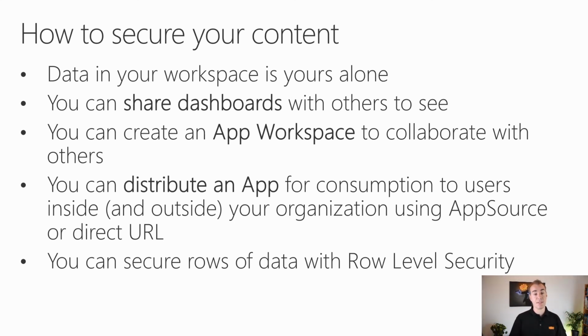You can create an app workspace so you can actually collaborate with others. So not just seeing, but actually collaboration. You can distribute an app for consumption to use inside and outside of your organization using AppSource or a direct URL. And then finally, if you make someone collaborate on an app workspace, they'll be able to see all the data. If you just give viewer access roles, you can secure the data with row-level security. That means the same report and dashboard that you've shared with people around the world, for example, the sales department in the Netherlands can only see sales data from the Netherlands, and the sales department from the UK can only see data from the UK.